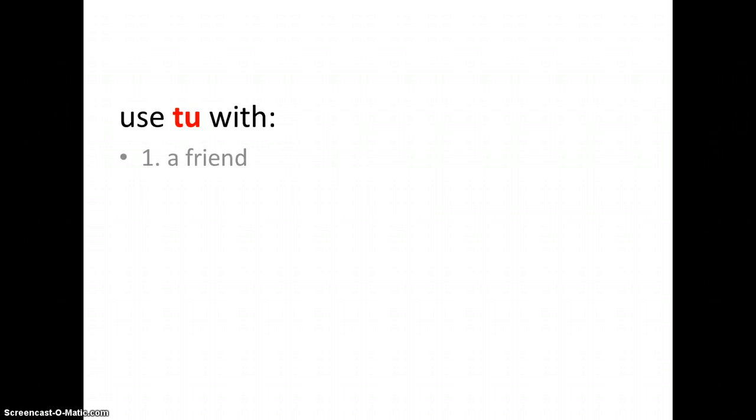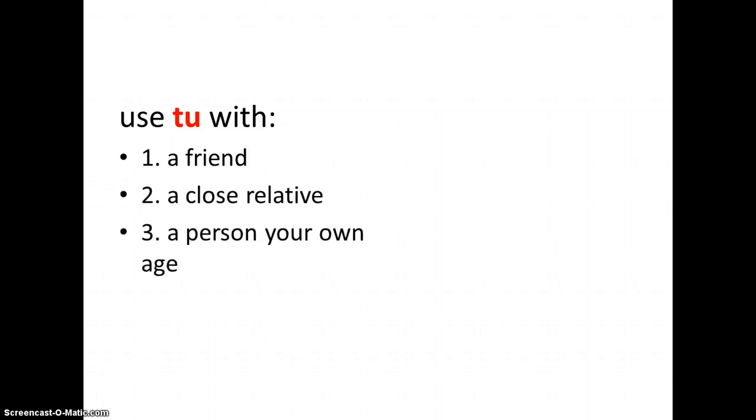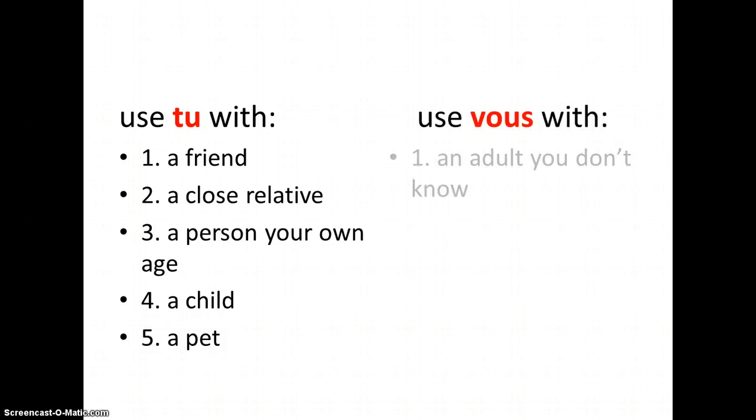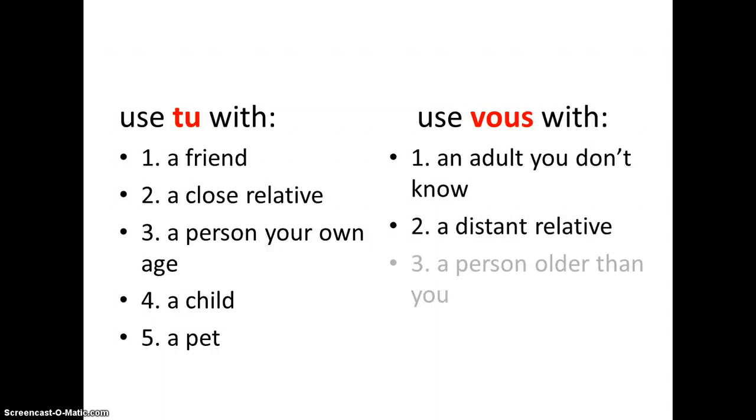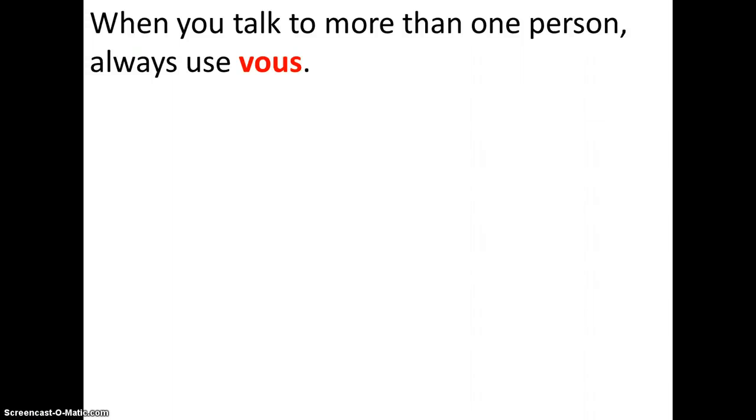Therefore, use it with a friend, a close relative, a person of your own age, a child, a pet. That's when you use tu. And then for vous, use it for an adult you don't know. You use it for a distant relative, and for a person older than you. Use it for an acquaintance. Okay, when you talk to more than one person, you always use vous.